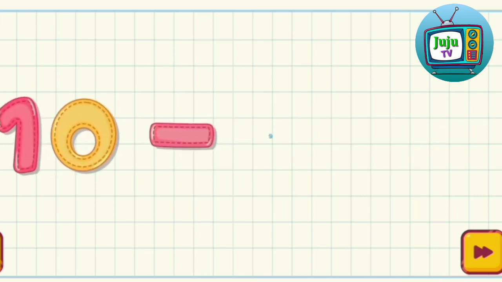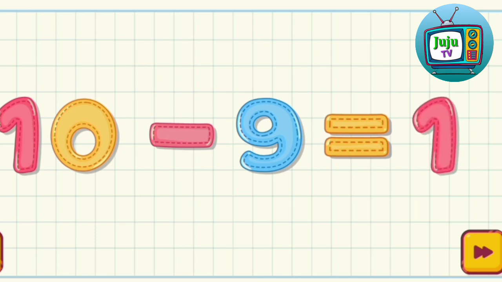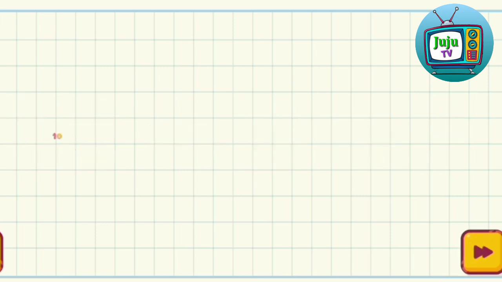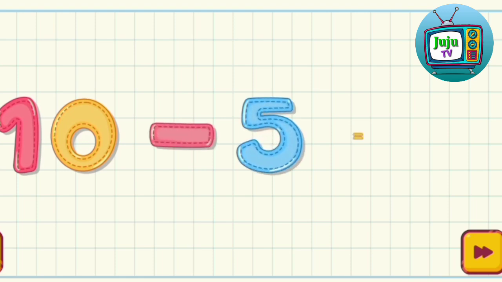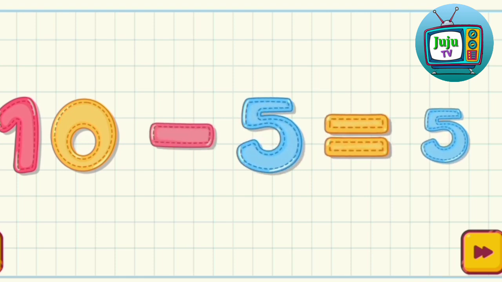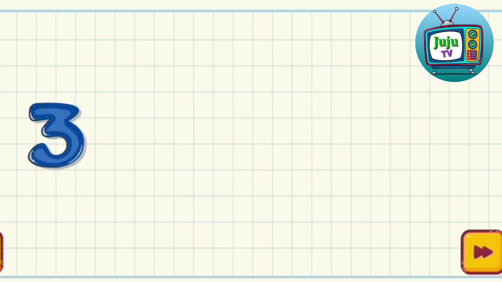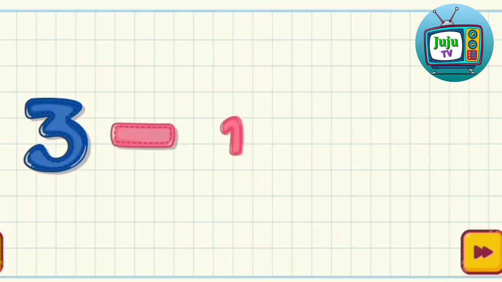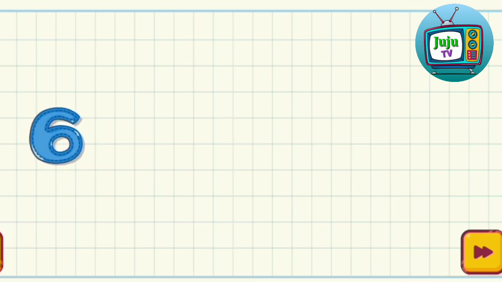10 minus 9 is equal to 1. 10 minus 5 is equal to 5. 3 minus 1 is equal to 2.